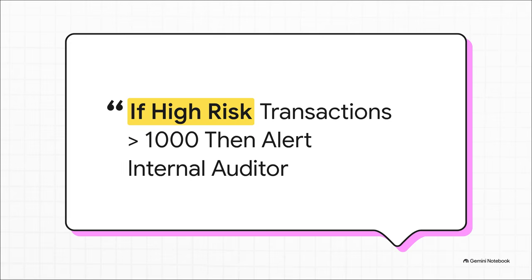And we can actually automate that with an alert setup. Check this out. If high-risk transactions are greater than 1,000, then alert internal auditor. Power BI allows these alerts and subscriptions for real-time monitoring. So imagine you're grabbing coffee and you get a real-time push notification on your phone the literal second that threshold is breached. That right there is modern auditing.